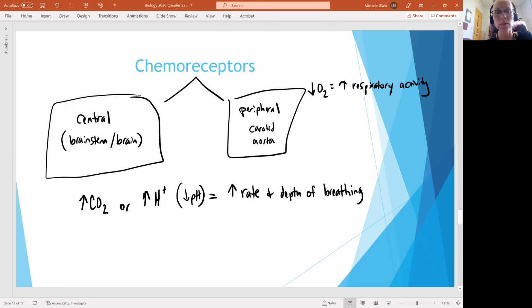When we talk about both of these cases increasing respiratory activity, we are in each case talking about the apneustic center. So the apneustic, remember, was controlling the depth of the inspiration. And so we'll see that being stimulated here.